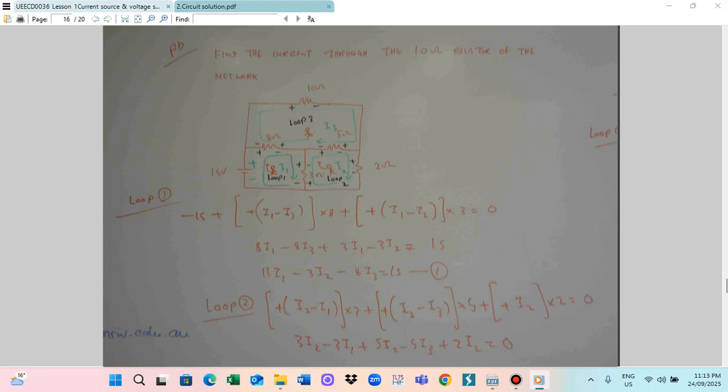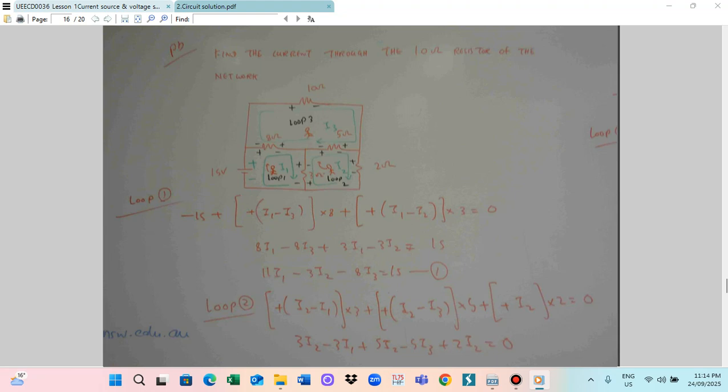So firstly you see the negative 15 plus. For the 8 ohm resistor, there is a difference between two currents, I1 and I2. We assume that I1 is greater than I2, so we take I1 minus I3 in the two directions. This is loop 1 with current I1, and loop 3 with current I3. Within the 8 ohm resistor the two currents are opposite. So we assume that I1 is greater than I3, so there will be I1 minus I3.